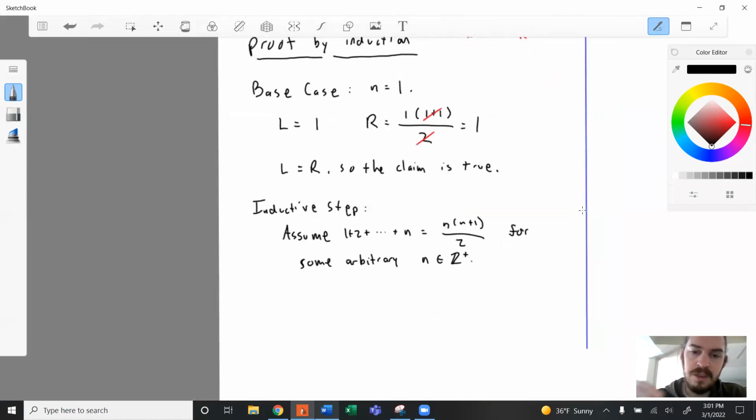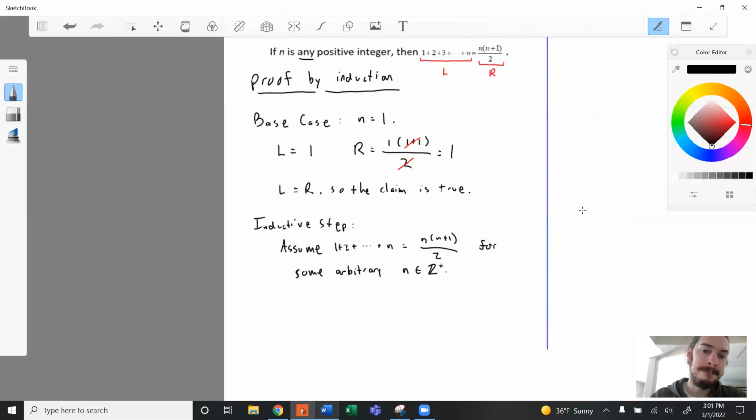What we're going to do now is examine the case for n plus 1 and prove that the claim is true for n plus 1. Okay, so we're assuming this, and now we're going to examine n plus 1. Now, if we take n plus 1, then the left side of the expression is going to equal 1 plus 2 plus ... plus n and then plus n plus 1, right? You're adding on one more number.